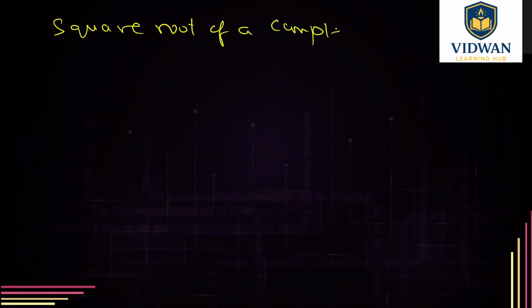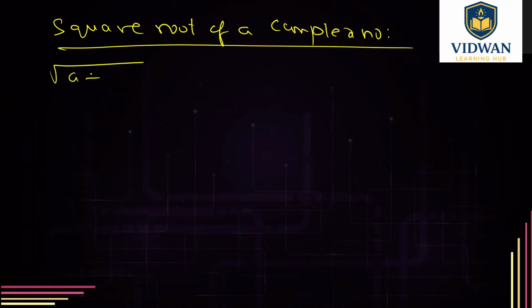Square root of a complex number. If you have to write down the square root of a complex number a plus ib, usually you can give two answers for the square root. So write it as plus or minus (x plus iy). We'll derive a formula for this.